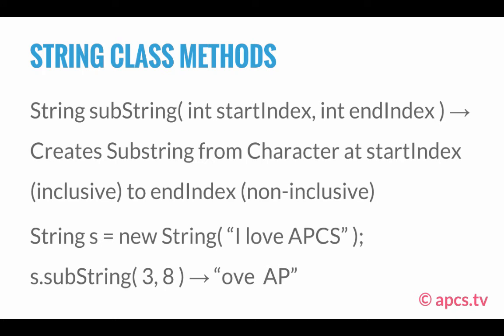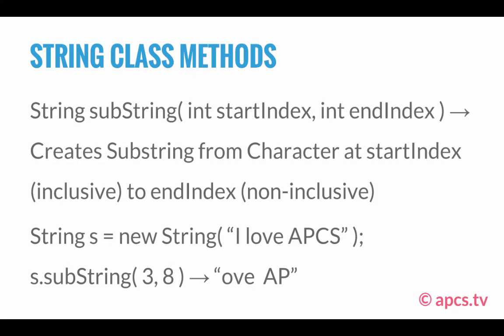Now let's see why. So I represents 0, the space represents 1, L represents 2, and O represents 3. As indicated by the first parameter of the substring method, we start at the index of value 3. So that means we start at the O. Now the V represents 4, the E represents 5, the space represents 6, the P represents 7, and the C represents 8.